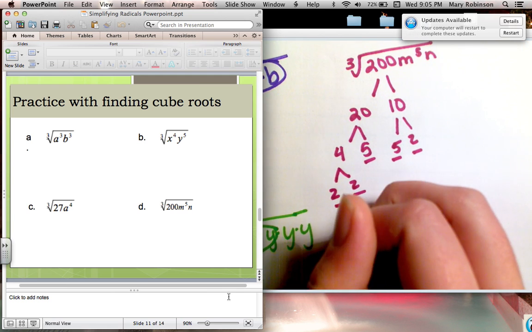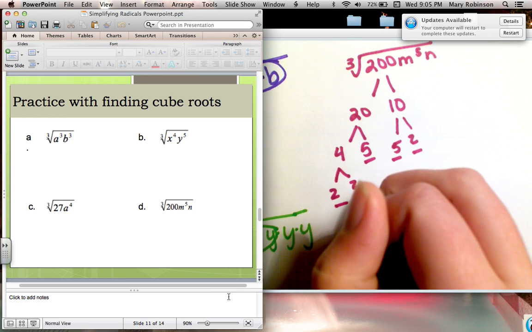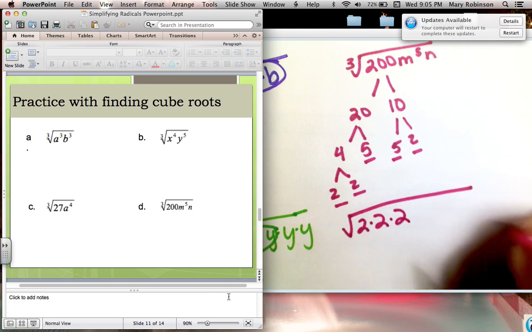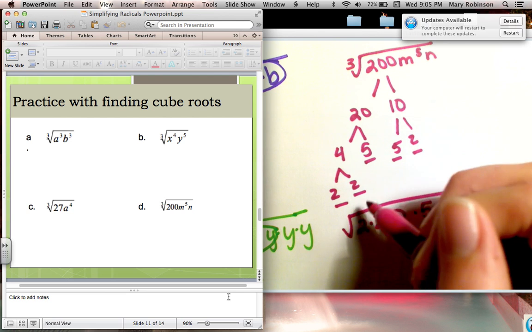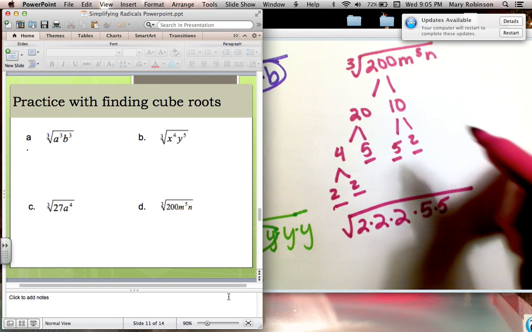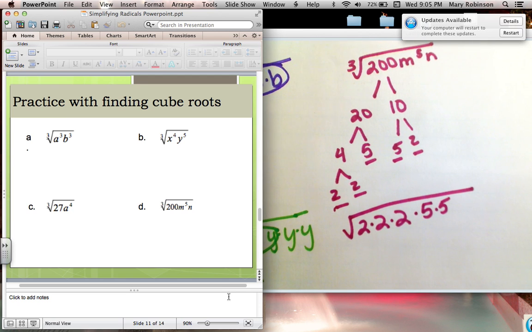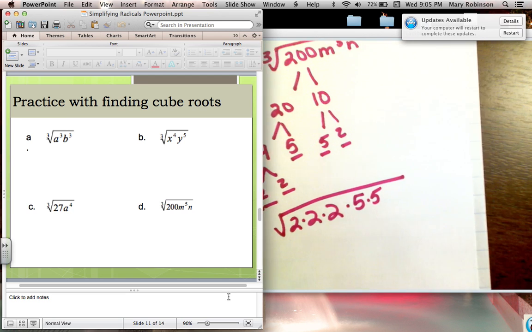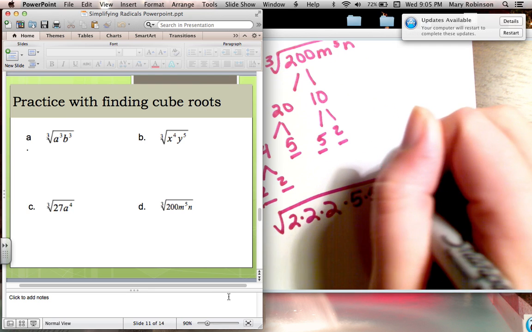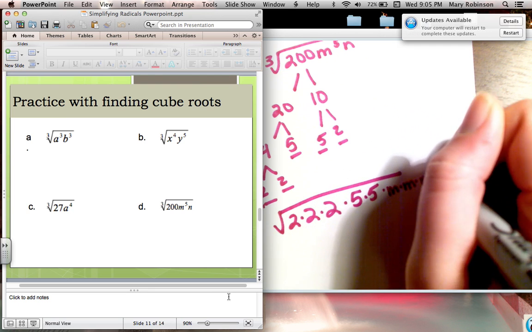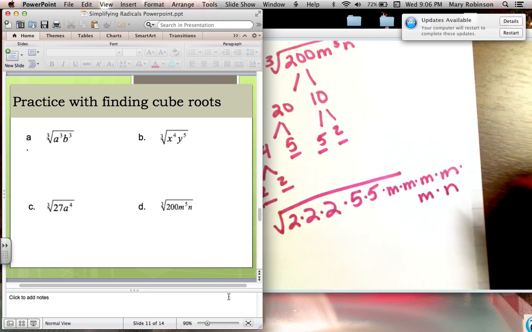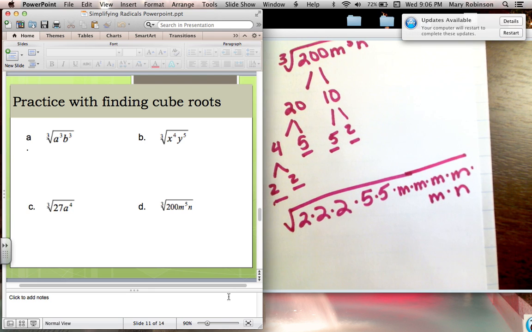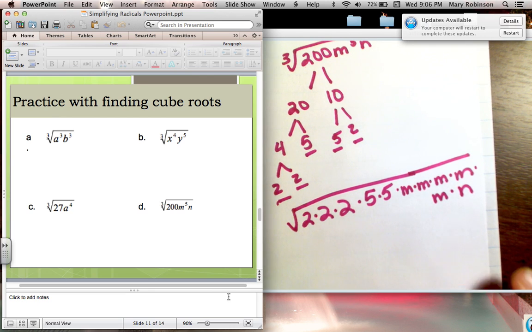So when I write the prime factorization, I get the cube root of 2 times 2 times 2 times 5 times 5. Make sure you have all of your numbers. 2 times 2 times 2, 5 and 5. And then I have m to the fifth. So, hope I don't run out of room. M times m times m times m. Sorry guys. Times m times n. It's all under a radical, and I ran out of room there. But it's all under the radical.